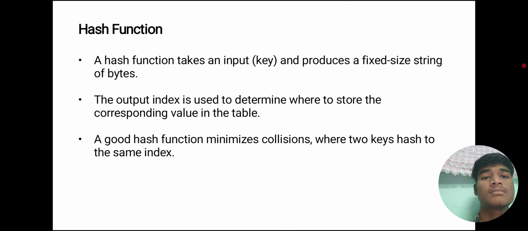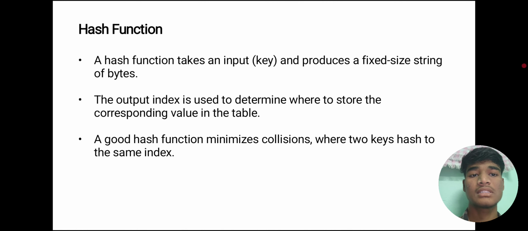Hash function. A hash function takes an input key and produces a fixed-size string of bytes. The output index is used to determine where to store the corresponding value in the hash table. A good hash function minimizes collisions, where two keys hash to the same index.